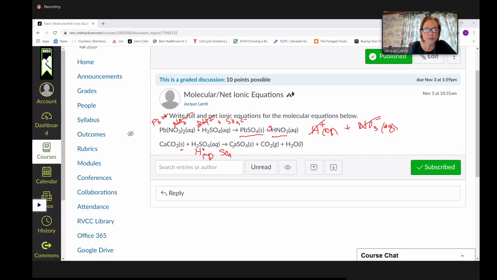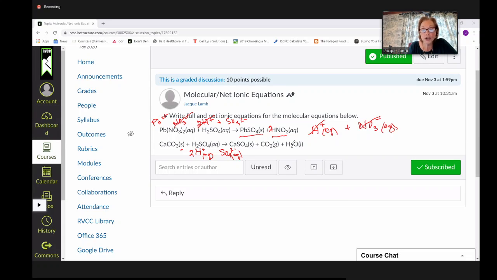Strong acids, and we'll be doing more about strong acids later, still in this chapter, but we're going to get to acid-base reactions. Strong acids do break up, just like ionic compounds. They break up into component parts. So it's calcium carbonate plus hydrogen ion plus sulfate ion. This is aqueous, forming calcium sulfate solid, carbon dioxide gas, and water as a liquid.